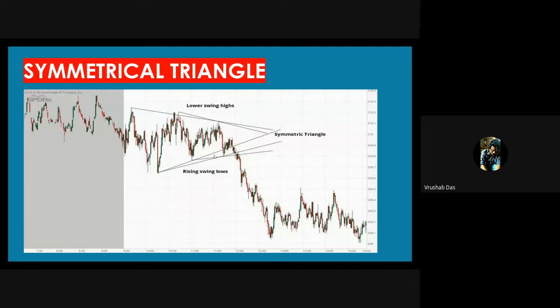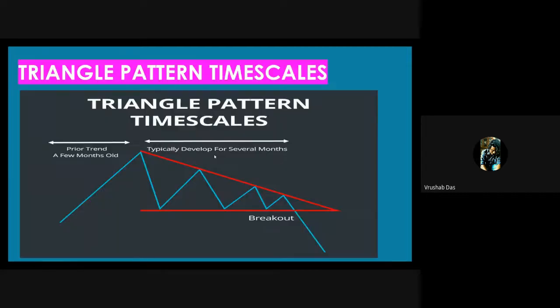Triangle patterns are most commonly applied on daily charts, interpreted over a period of several months. For example, a strong triangle pattern on daily charts requires a prior trend that is at least a few months old, and typically develops for several months before a breakout. However, triangle patterns can also be used for trading on shorter time scales, although doing so leaves the drawing of a triangle pattern up to a greater degree of interpretation.